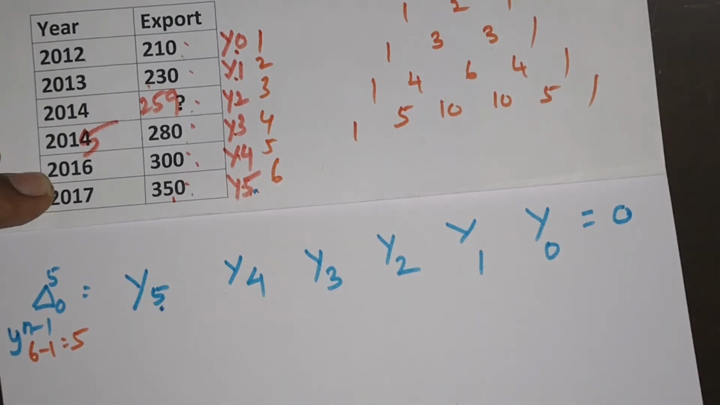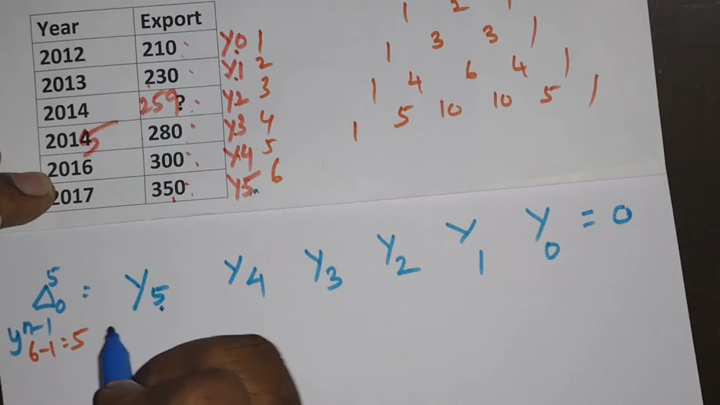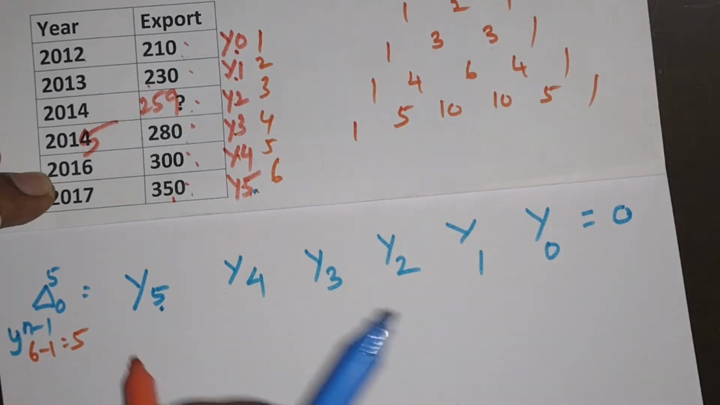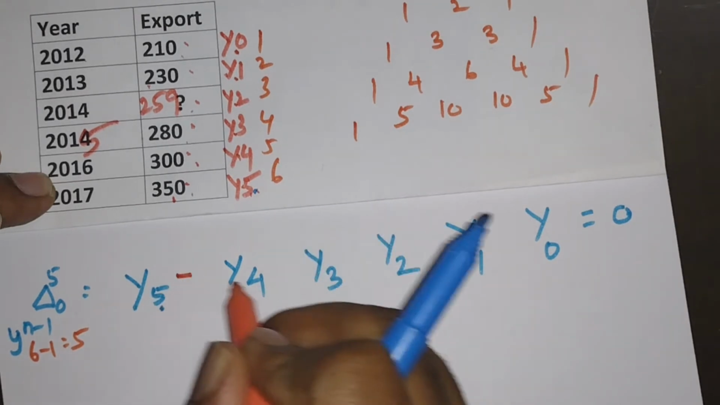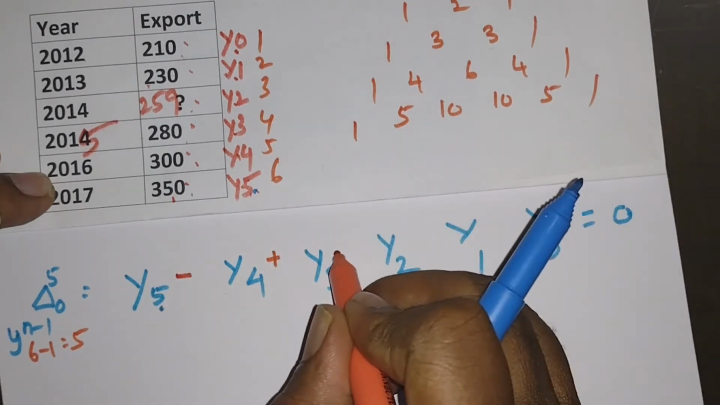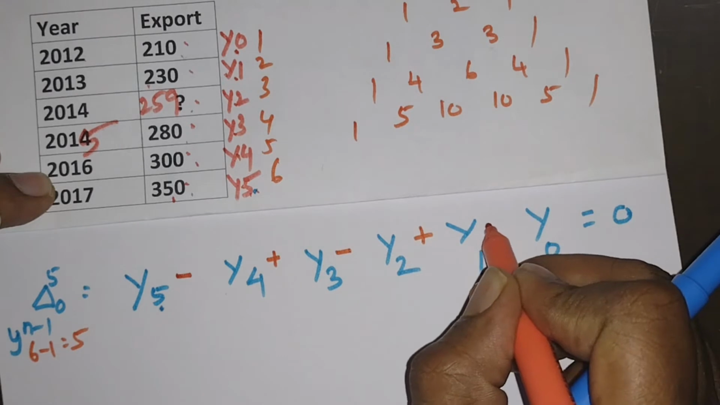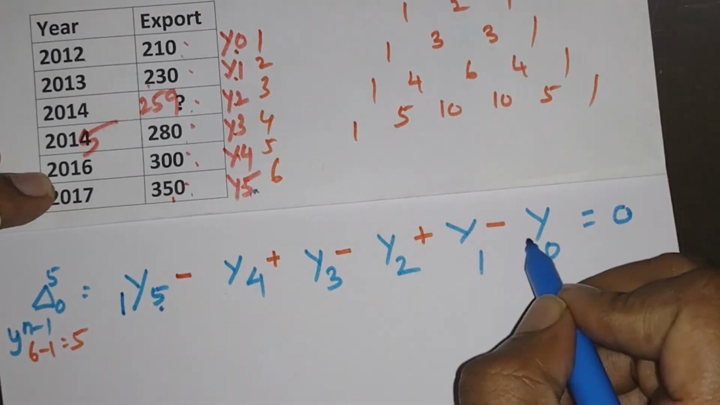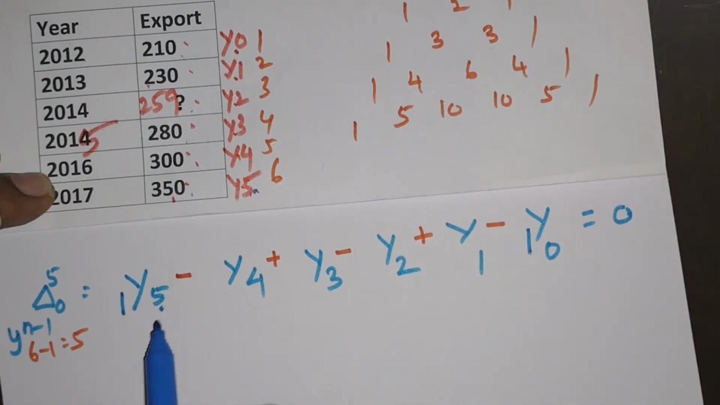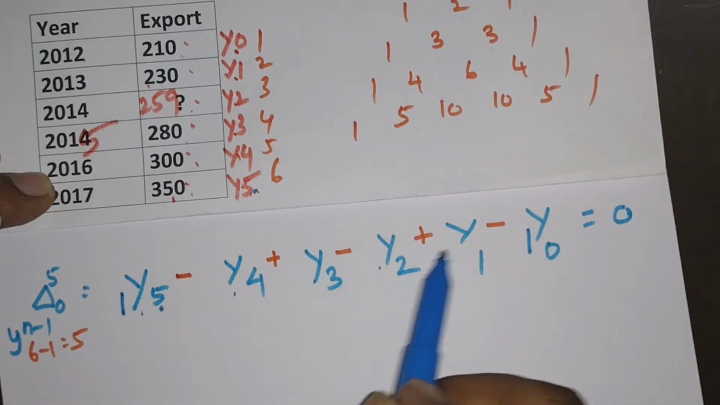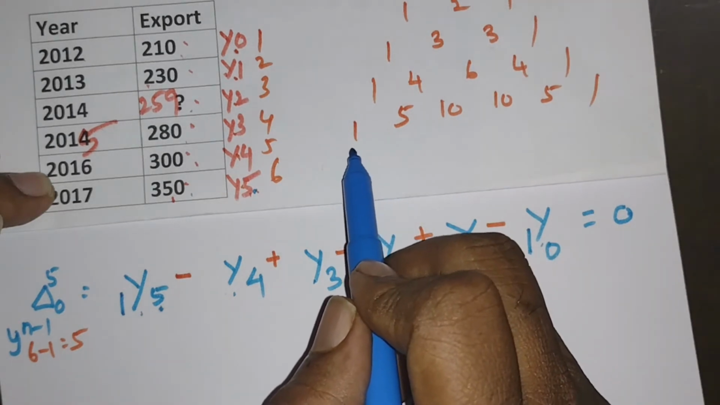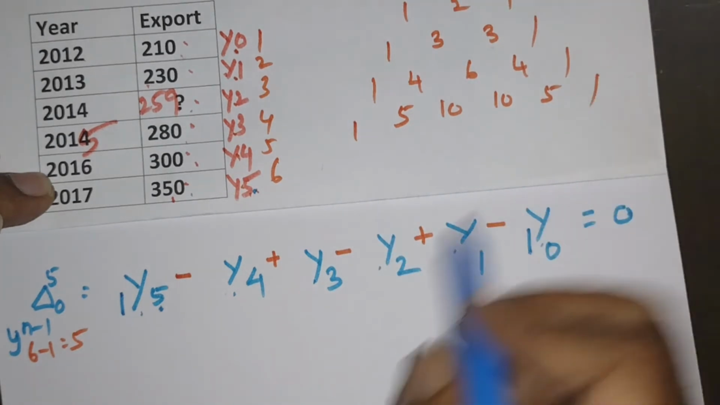And the second one is the symbol. First one is plus, second one is minus. Plus, minus, plus, minus. And always the first is 1 and the last is 1. So how many values are there? 1, 2, 3, 4, 5, 6. 6 values are there. Now this also you see, 1, 2, 3, 4, 5, 6.